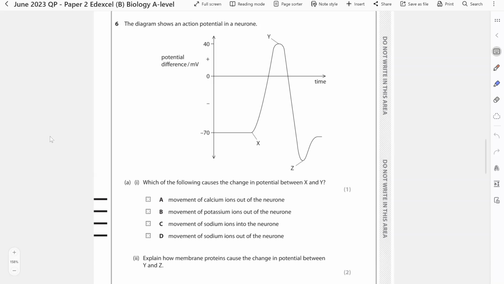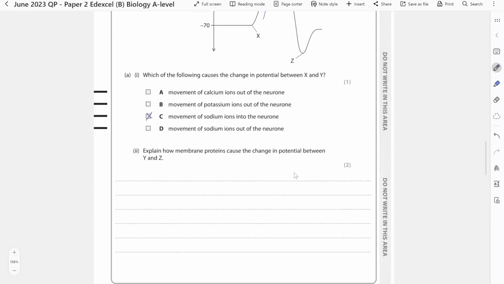The diagram shows an action potential in a neuron. Part A1, which of the following causes a change in potential between X and Y? Alright, so what's happening from X to Y is that the membrane potential is becoming more positive, and that is due to sodium ions coming into the neuron. So that is C. The reason why this happens is because you have these voltage-gated sodium ion channels, and they open, and that allows for the facilitated diffusion of sodium ions.